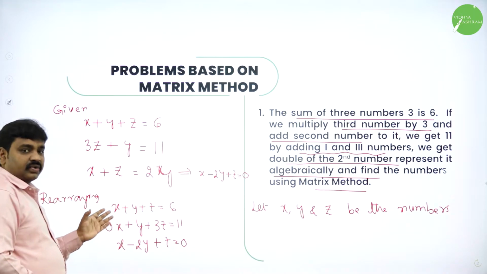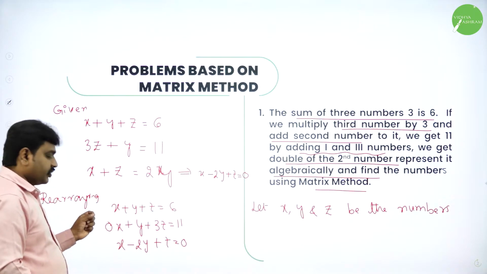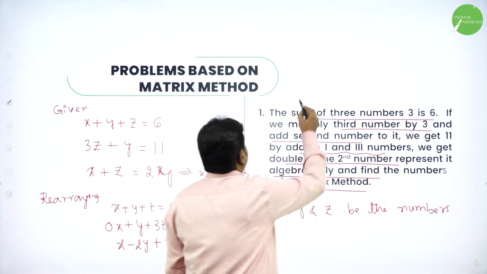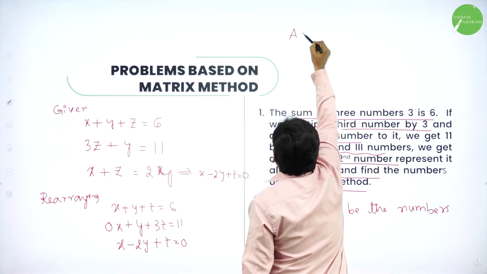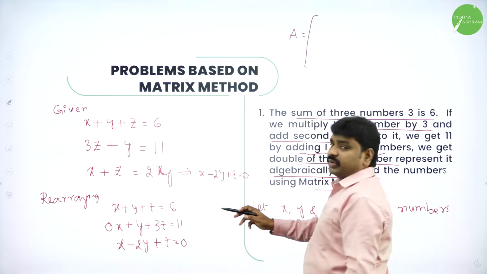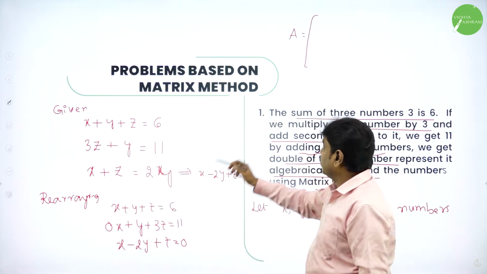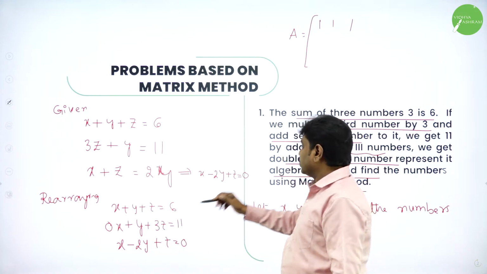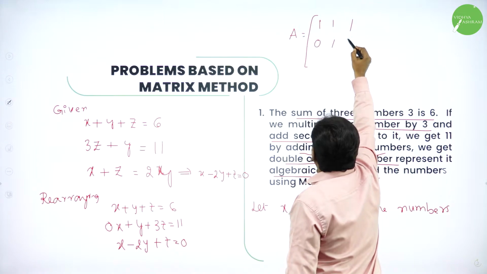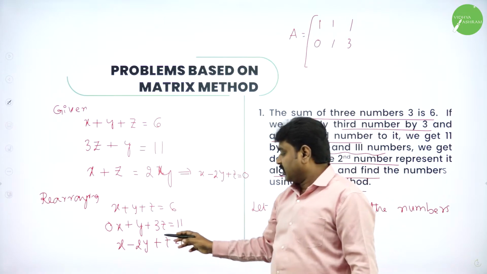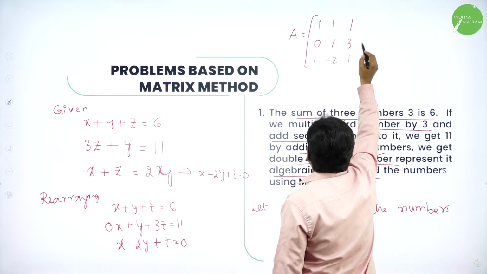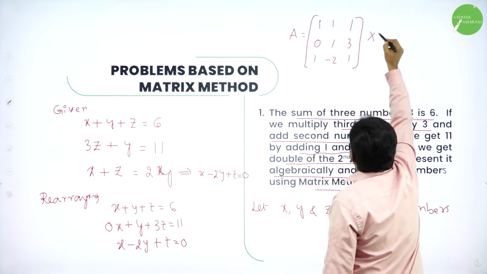So now I wrote three equations. Now we need to find x, y and z. So first, what is the coefficient matrix? Capital A is the coefficient matrix. Write the coefficients of x, y, z. So 1, 1, 1. And second, 0, 1, 3. Third, 1, minus 2, 1. And X means variable matrix.